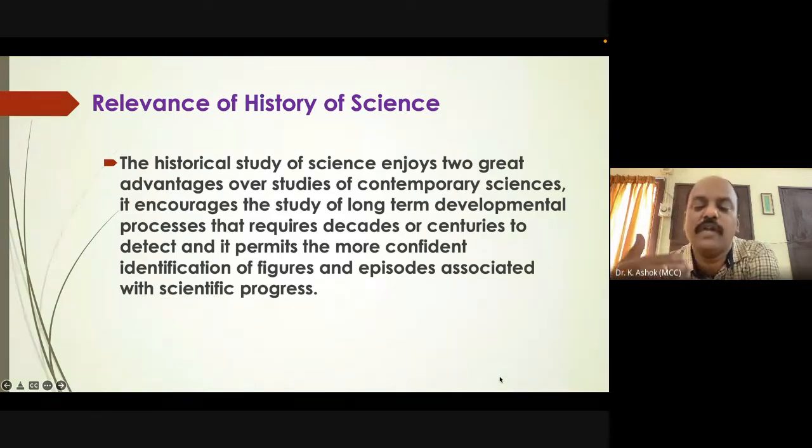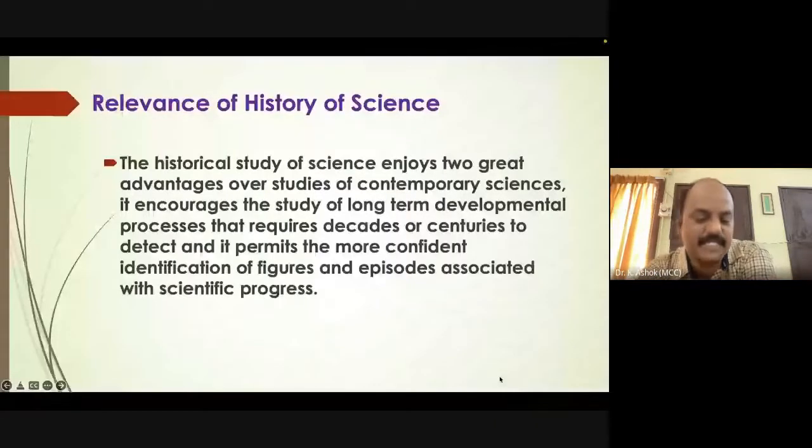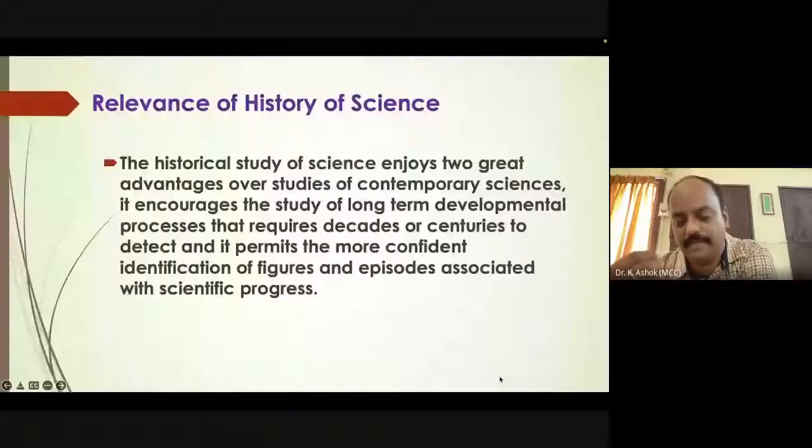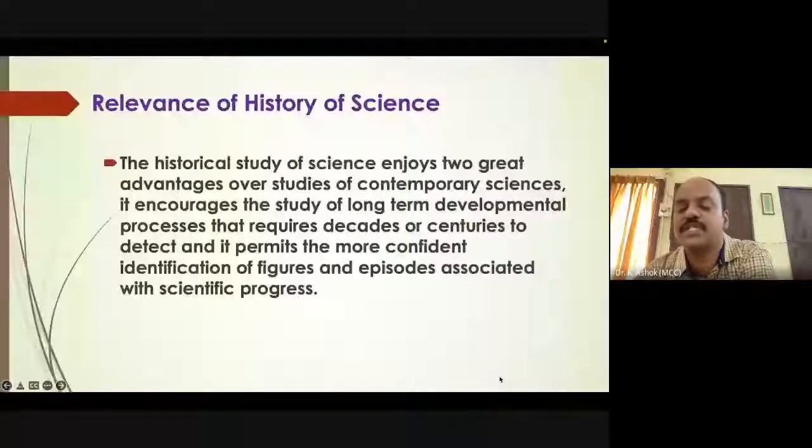So to know about the present science, the history of science helps us to know the path in which the scientific or technological development has taken place. It also tells us the story of how this progress took place, what obstacles there were, and it helps us to identify the leading figures associated with the science. So the history of science helps us to know about contemporary science, its background, and its growth.